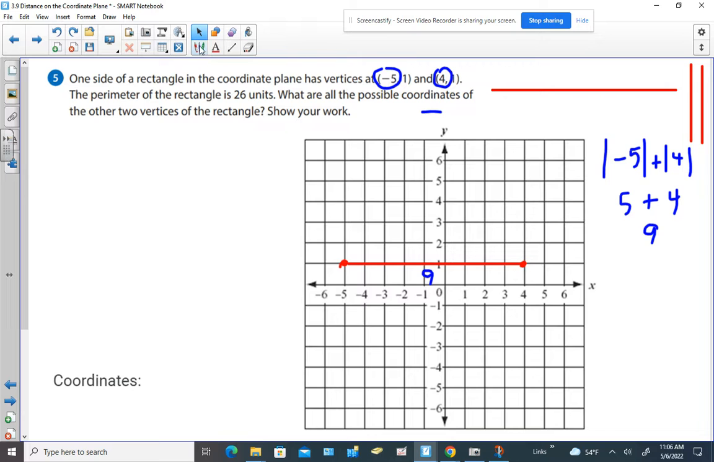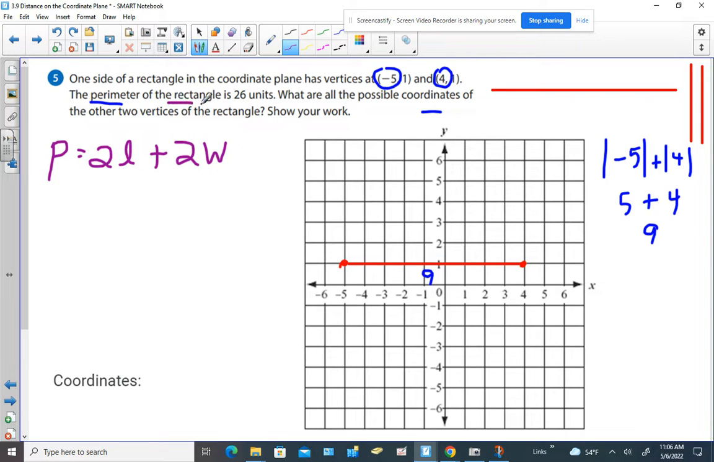Now, the other thing we have to consider is that we're talking about perimeter here. What is the formula for perimeter of a rectangle? It would be perimeter equals 2 times the length plus 2 times the width. They give us the perimeter, it's 26 units. We need to substitute that value underneath the P because that is the perimeter.